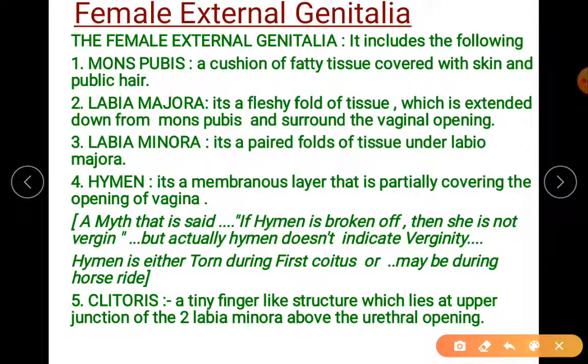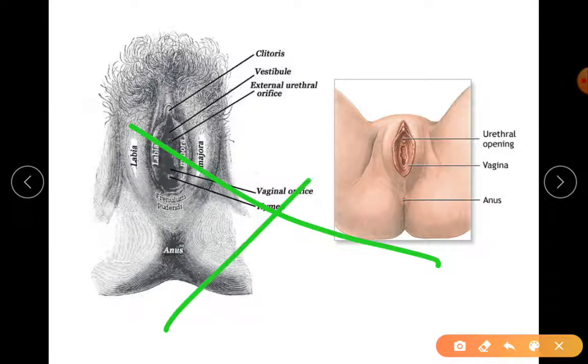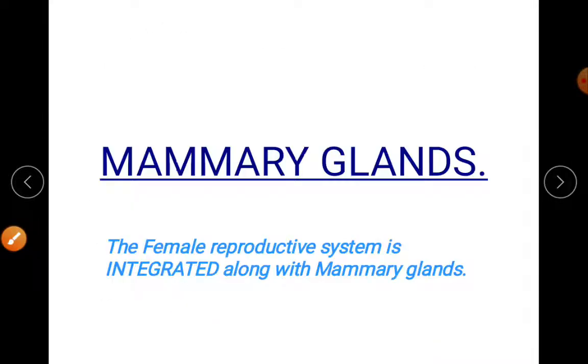Then associated along with your primary sex organ is your female external genitalia, which consists of mons pubis, labia majora, labia minora, hymen and clitoris. Okay, this is a 1-mark question. Why does the hymen not indicate the virginity of a female? Because it can be broken off due to horse riding. This is not needed. This is only to make you understand. I gave you the picture.